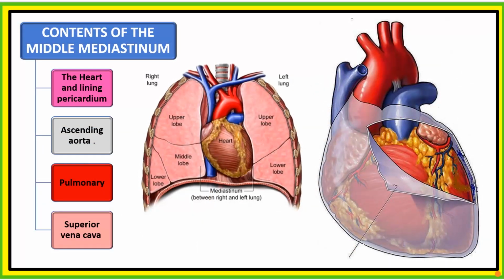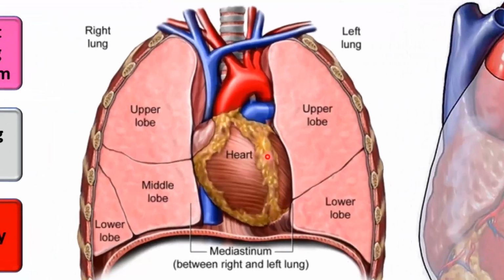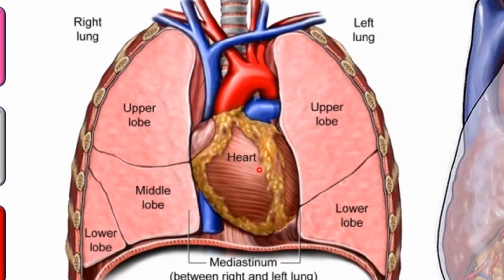Coming back to where we started, which is the middle mediastinum, that is the region at the center of the inferior mediastinum. The contents of the middle mediastinum are as follows. We'll be looking at the heart and the structures surrounding it, of course the lining of the heart, which is the main focus of today's lecture, the pericardium. In addition, we'll see other structures like the ascending aorta, the pulmonary trunk, and the superior vena cava.